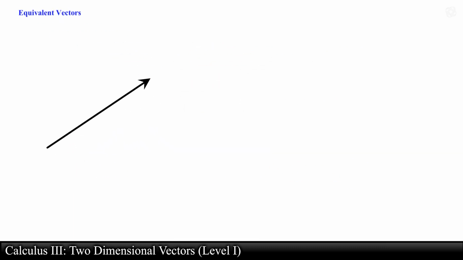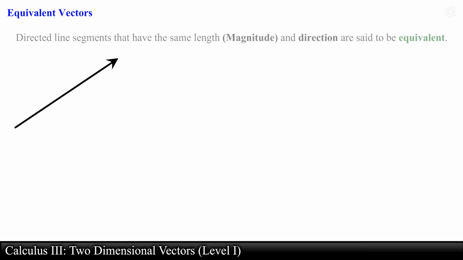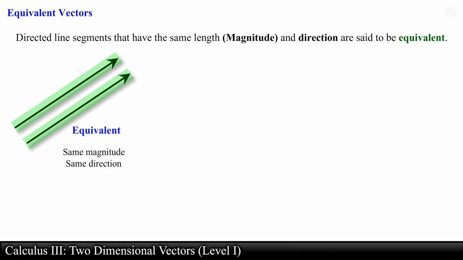Next, let's talk about equivalent vectors. In general, directed line segments that have the same length, magnitude, and direction are said to be equivalent. For example, the following two vectors are equivalent because the length or magnitude of each vector is the same, and they are both pointing in the same direction.